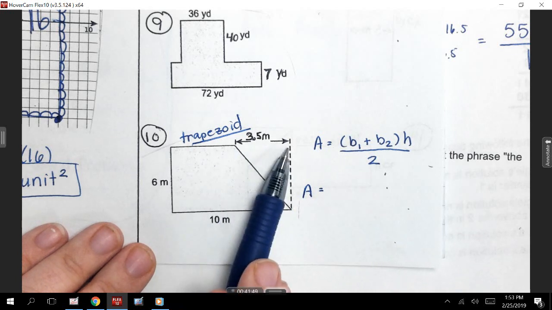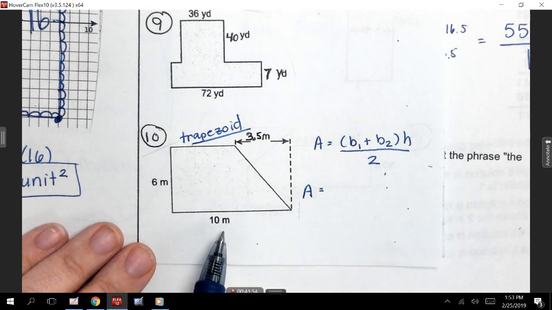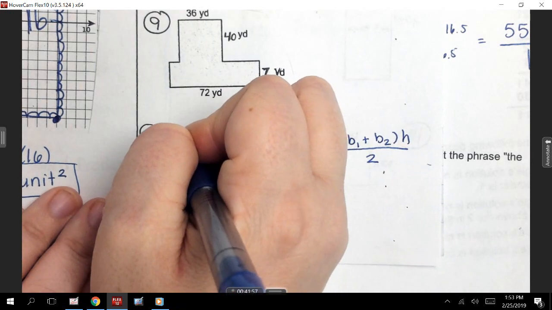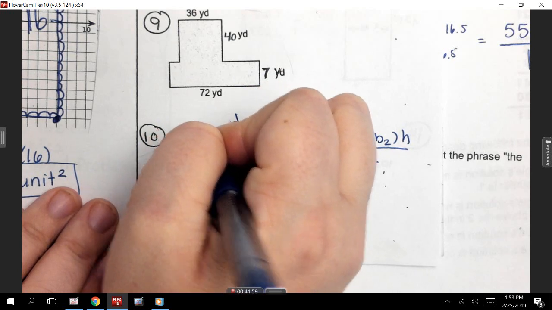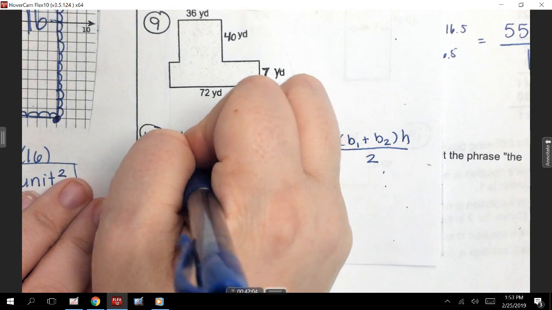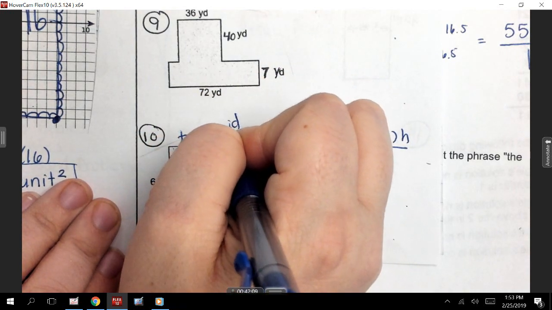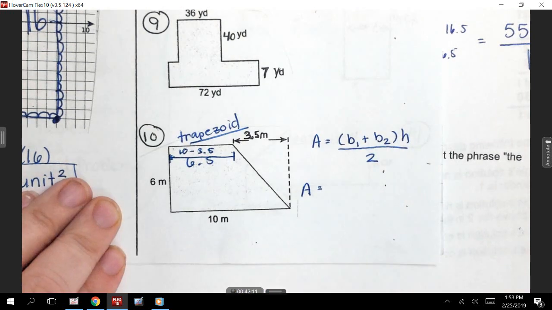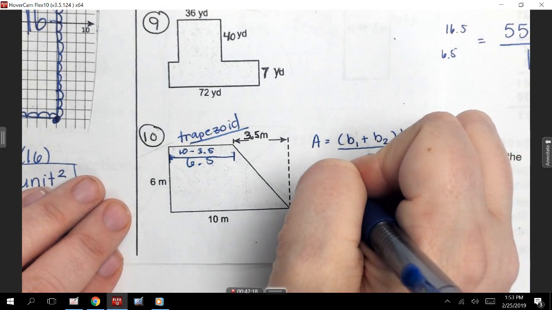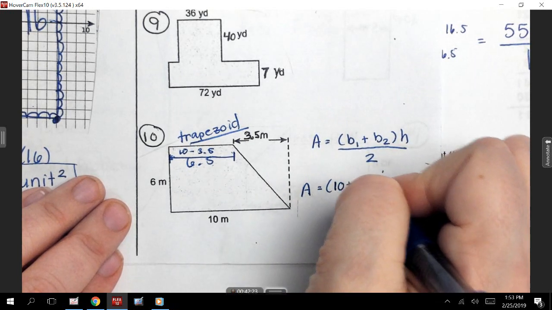Do y'all see this 3.5 here? I've got to figure out what to add to that to get 10. Or another way to do that, guys, we're going to do 10 minus 3.5. What's 10 minus 3.5? You got a calculator? 6.5 is this measurement right here, okay? Are y'all okay with that? Because that's what gives me the 10. Okay, so now what are my 2 bases? 6 and 10 plus 6.5.